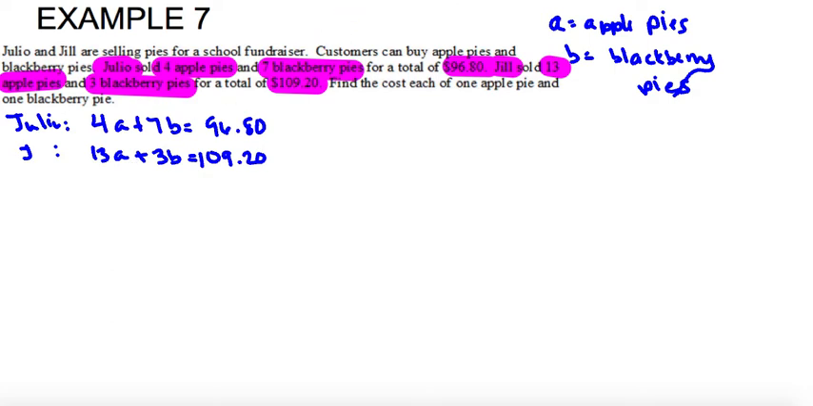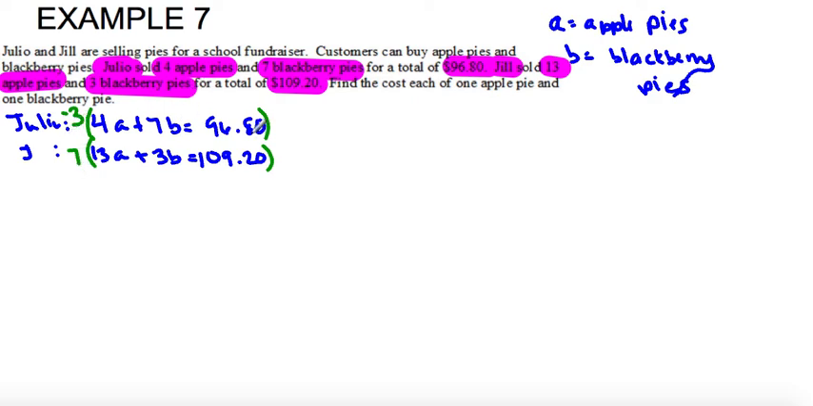Okay, and then we have to figure out the best method to solve this. The best method to solve this system is by using elimination. And I'm going to eliminate the b's. So I multiply the top by -3, and then I have to multiply the bottom by 7, and the top was multiplied by -3.